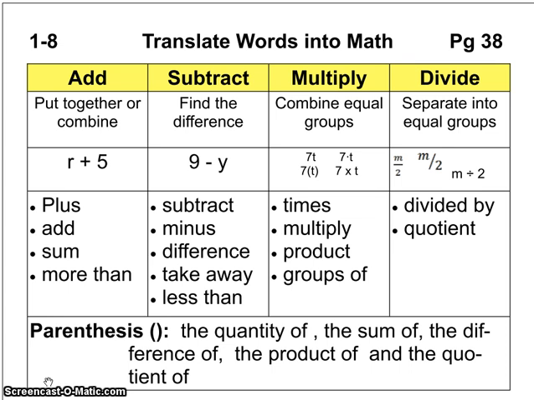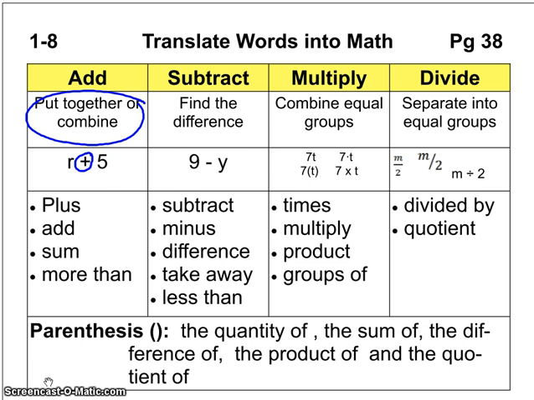So let's take a look at this table. We're looking at 4 different operations here: adding, subtracting, multiplying, and dividing. And the first one here, add. The definition for adding is putting something together or combining, which you should feel pretty comfortable with knowing. An example here, we have r plus 5, so we use our addition sign.